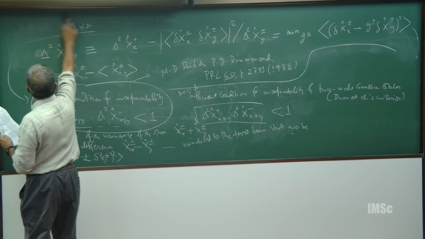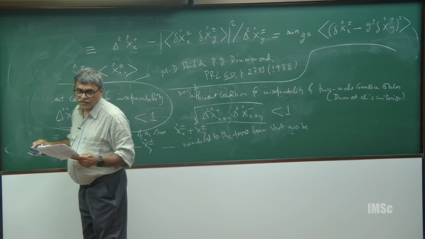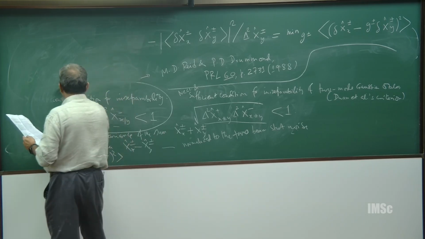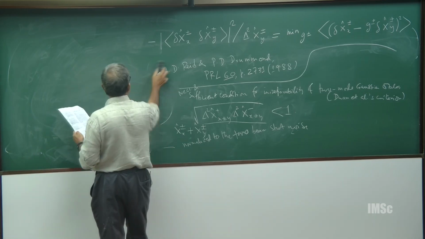Right. Okay. So, let me write down. This was for the EPR criteria when you have loss. Now, let me write down the modified version of Duan's criteria when you have loss.